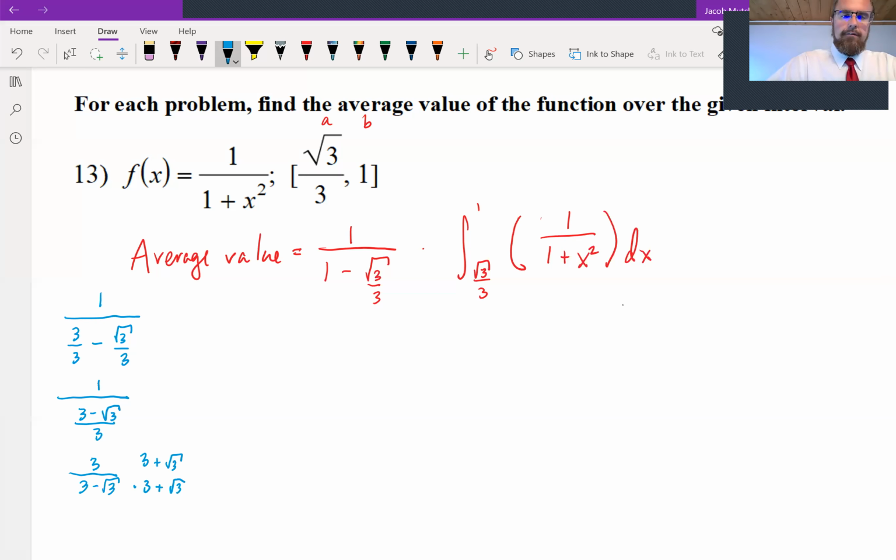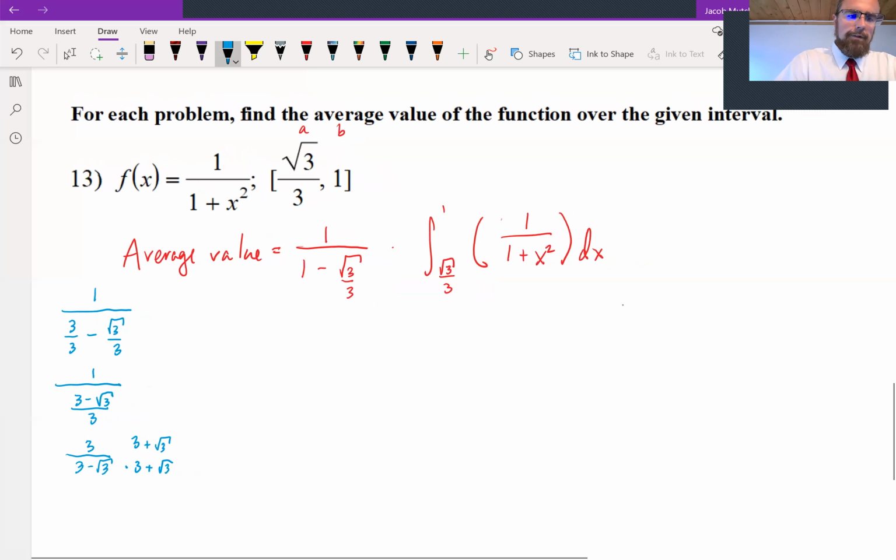And that's going to give me 3 times 3 plus square root of 3. In fact, I can actually multiply that out. That's going to be 9 plus 3 times the square root of 3.